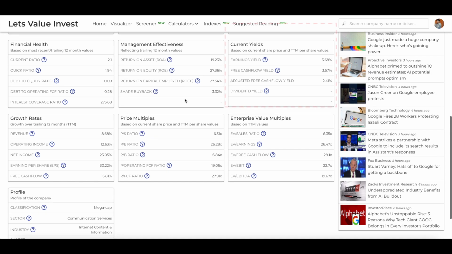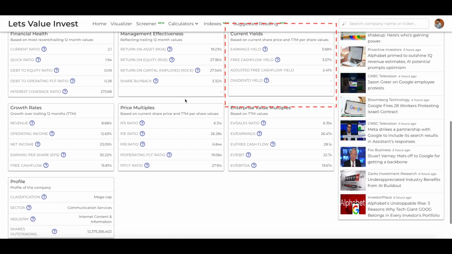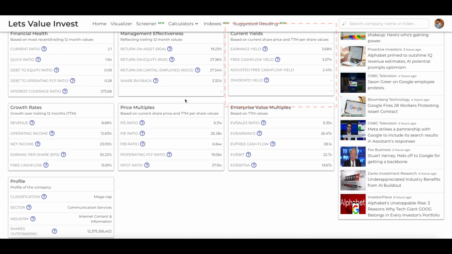Current yield shows at the current price what are the earnings, free cash flow, and dividend yields for the stock. They often can be used to quickly judge if the stock may be appealing for further analysis. If the earnings and free cash flow yields are higher than the current yield in my high yield savings account, then this is a good starting point for me.